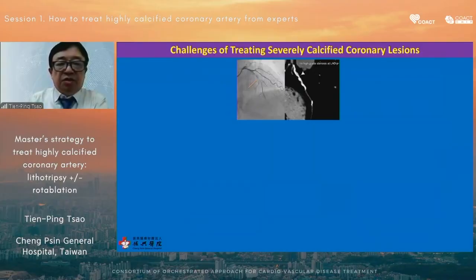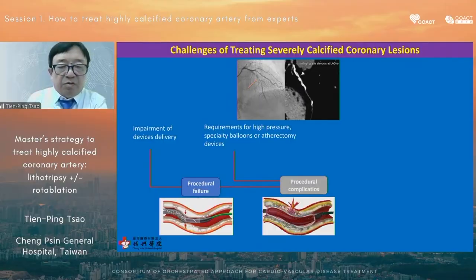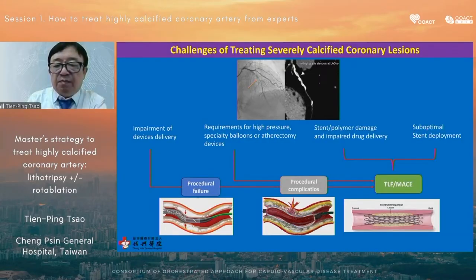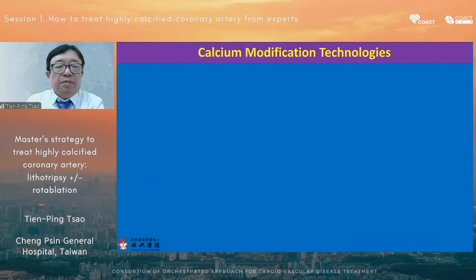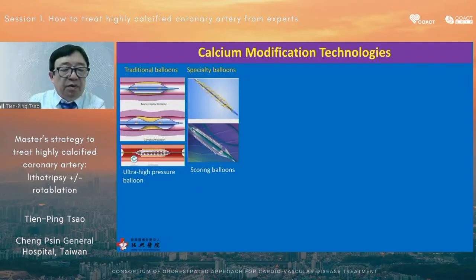And the challenge of treating severely calcified coronary lesions includes impairment of device delivery, which may result in procedural failure, and also the requirement for high pressure, especially with balloon or atherectomy devices, which may cause procedural complications. The stent polymer damage, impaired drug delivery, and suboptimal stent deployment are related to the TLF and the MACE rate.